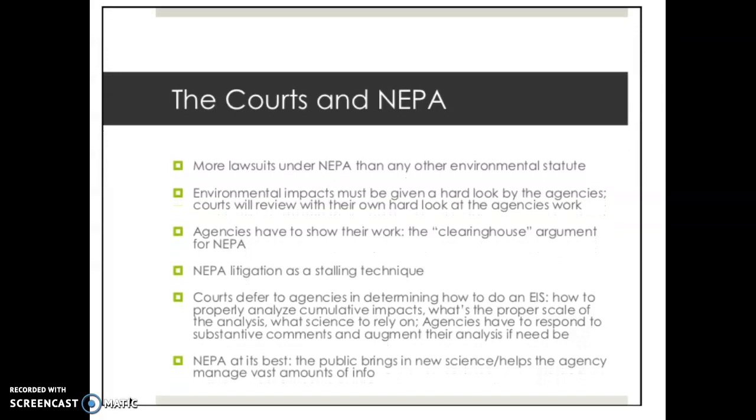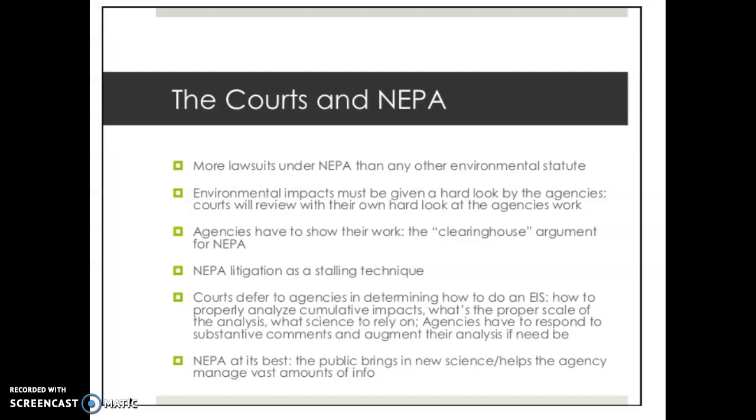So, a general discussion on the courts in NEPA. There are more lawsuits under NEPA than any other environmental statute. We talked about how impacts must be given a hard look by the agencies. Courts will review their hard look at agencies. Agencies have to show their work. It's the clearinghouse argument for NEPA, so it goes through them.